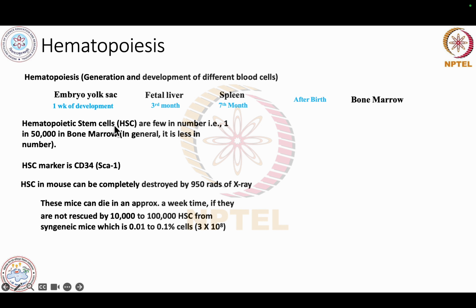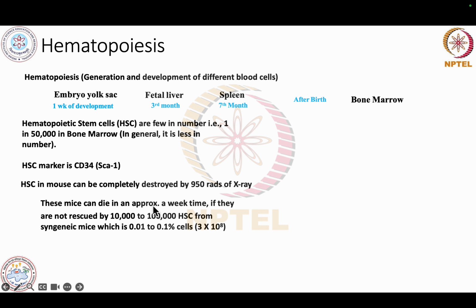Hematopoietic stem cells are few in number, about 1 in 50,000 in bone marrow. In general, it is very few in number. The hematopoietic stem cell marker is CD34, also named SCA1. So you need to remember that the hematopoietic stem cell marker is CD34. Hematopoietic stem cells in mouse can be completely destroyed by 950 rads of X-ray.